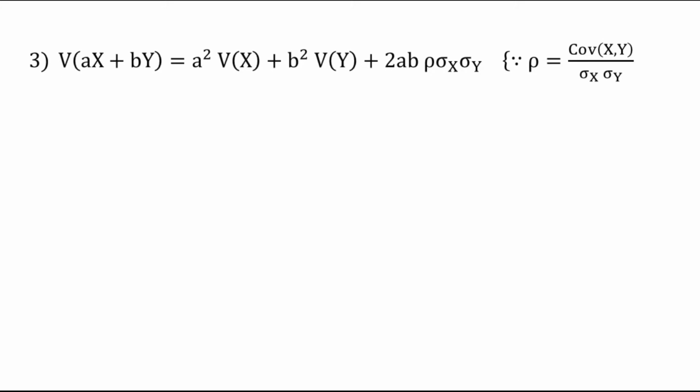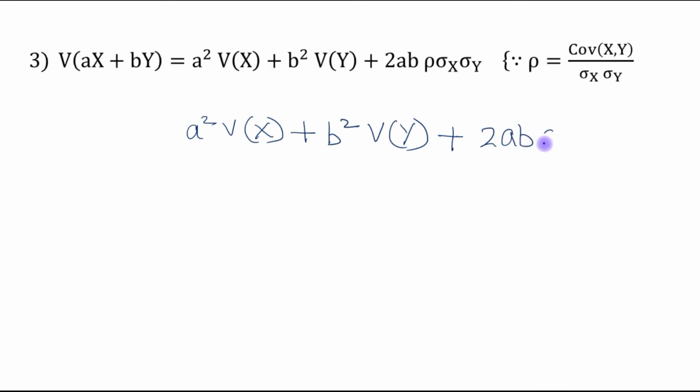Third remark, variance of ax plus by. We know that the variance of ax plus by is a square times variance of x plus b square times variance of y plus 2ab times covariance between x and y. Because correlation coefficient is equal to covariance upon sigma x sigma y, so we can write correlation coefficient times sigma x sigma y in place of covariance between x and y, right?